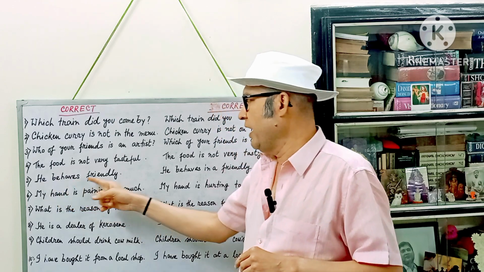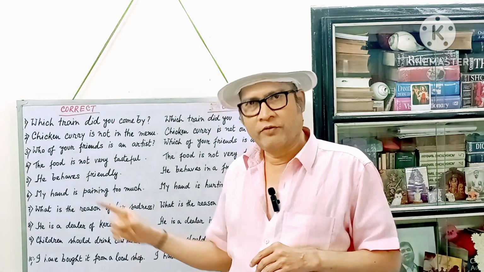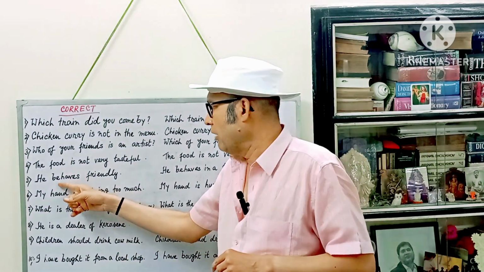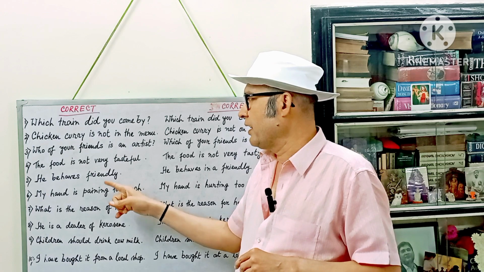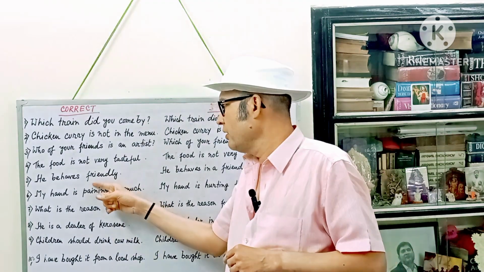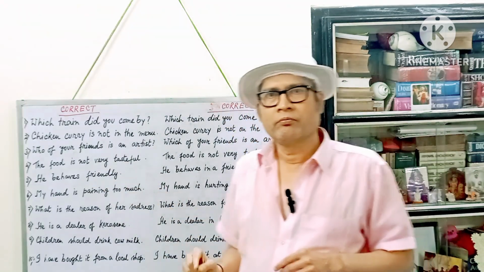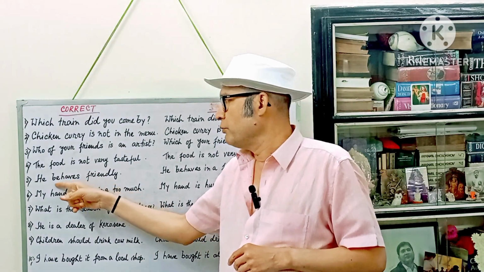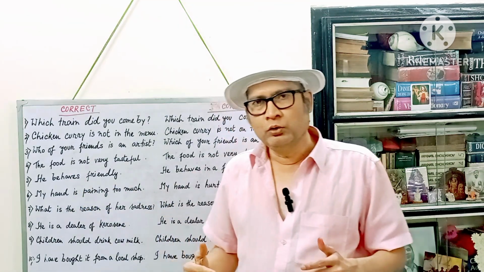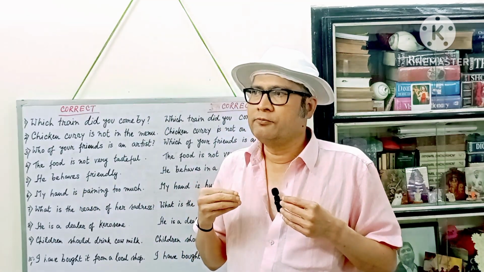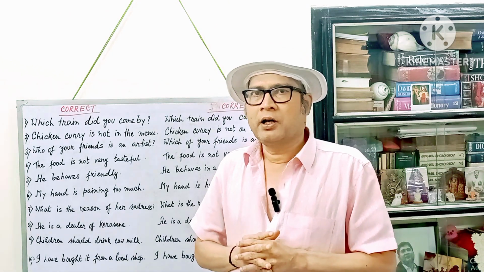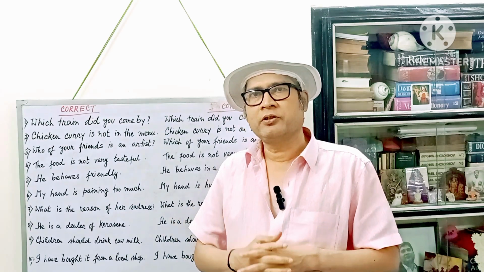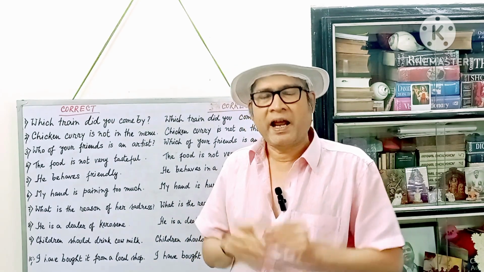Number 5, he behaves friendly. Obviously this is an incorrect sentence, that's why it is written here. Now it is very difficult for us to understand where the error lies. The error lies in this word, friendly. Because here you see, you have used the verb behaves, and you know the rule that verb cannot be qualified by an adjective. A verb is always modified by an adverb.